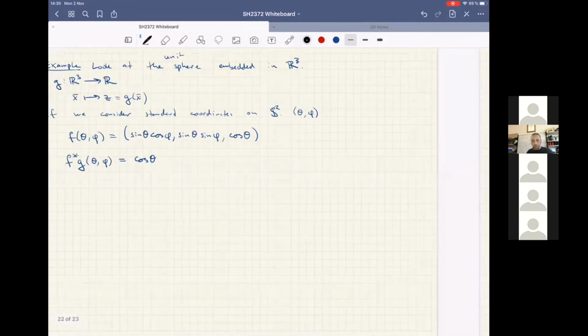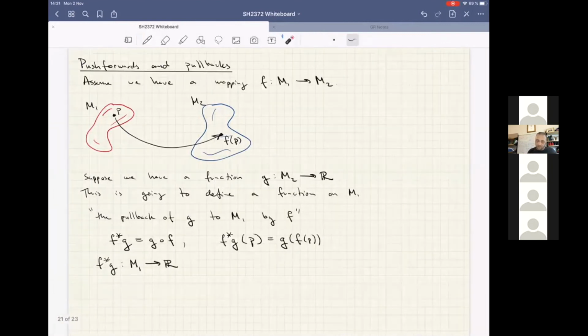The terminology pullback here comes, of course, from the fact that we had a function over here on M2, and this function f went from M1 to M2, and the terminology pullback means that we pull this function g that we had defined on M2 in the opposite direction of f. So we pull g from M2 to M1.